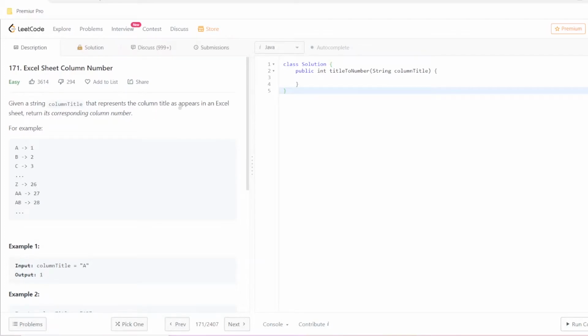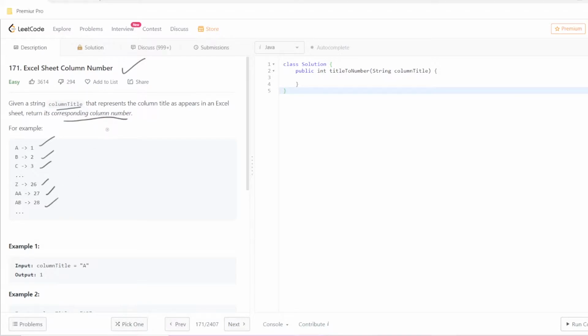So continuing with our LeetCode top interview question series, today we'll be solving the Excel sheet column number question. You are given a string column title as input and you have to identify the corresponding column number in the Excel. For example, A is 1, B is 2, C is 3, Z is 26, AA is 27 and AB is 28.